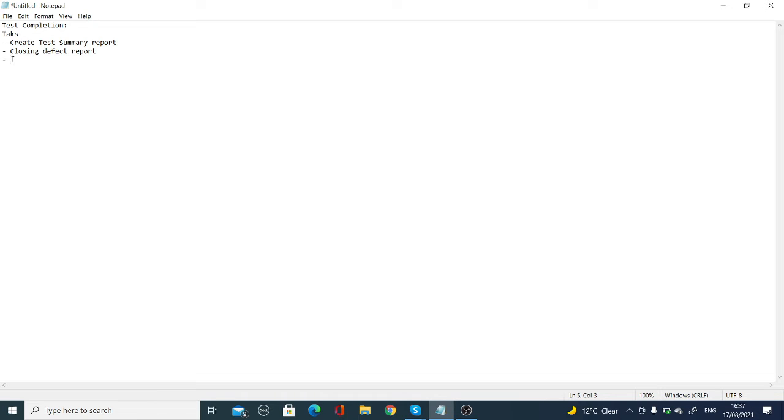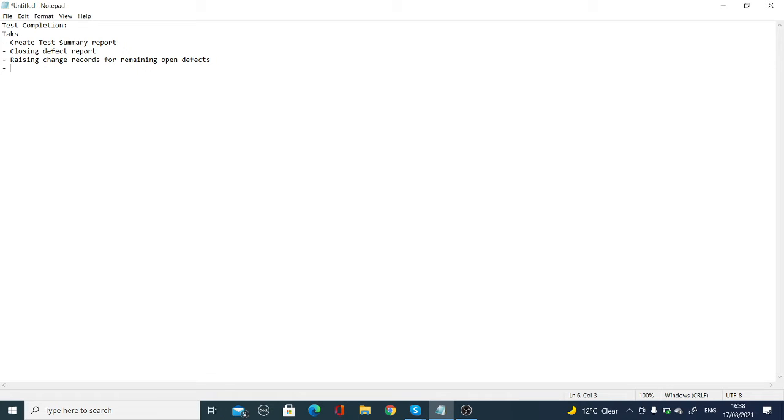Raising change requests for remaining open defects. So when you are testing during the development phase, you might have raised hundreds of defects. These defects won't be closed or fixed at the same time. Some of the defects might be low priority or less critical.